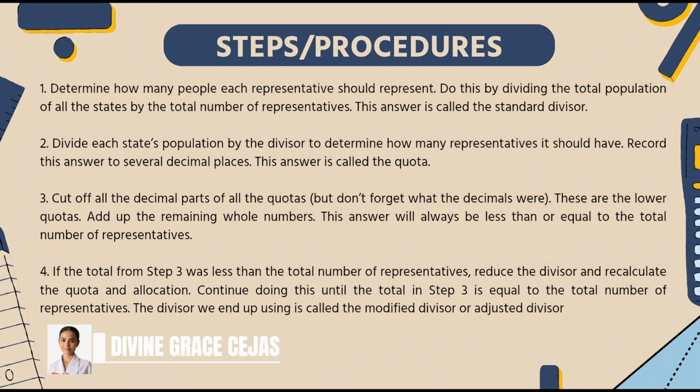Finally, if the total is still less than the number of representatives needed, we adjust the divisor by making it smaller and then repeat the calculations. This process continues until the total number of assigned representatives exactly matches the required number. The divisor used in the final computation is called the modified or adjusted divisor.